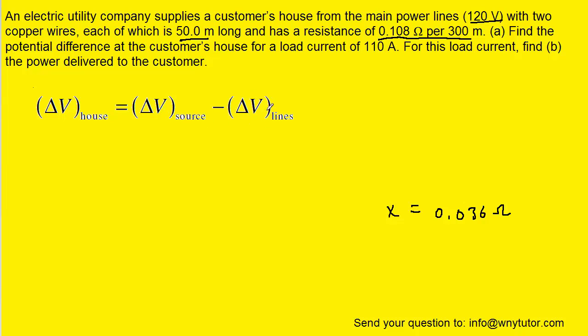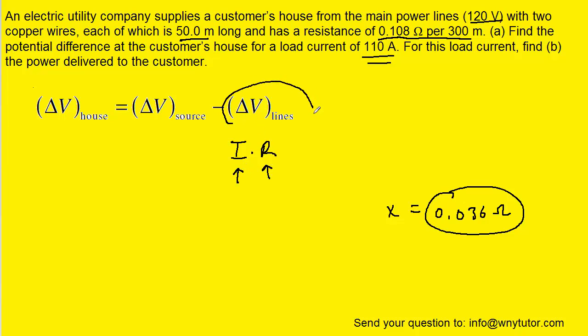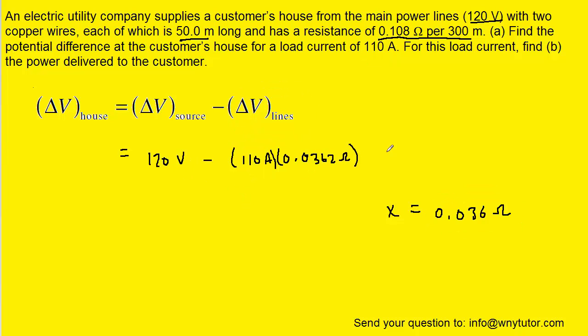For the potential difference in the lines, we would just remember that potential difference is equal to a current multiplied by a resistance. Now we just figured out the resistance of the copper wires, and the question states the current. So we can plug that current in as well as the resistance, and that's going to give us the potential difference encountered by the lines. And when we process that calculation, we get a value of 116 volts. So this would be the correct answer to part A.